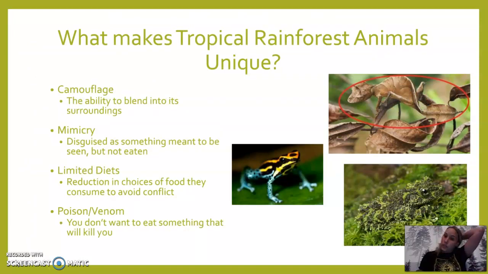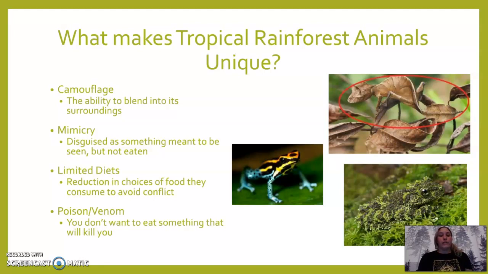So what makes tropical rainforest animals unique? A lot of them have the ability to blend into their surroundings, or camouflage. If you see this top picture here, it kind of looks like a bunch of leaves. Inside that red circle there, that is a leaf gecko. So not a bunch of leaves, but actually a camouflaged gecko.